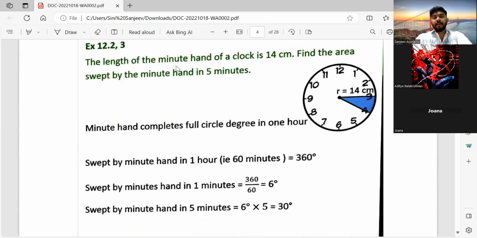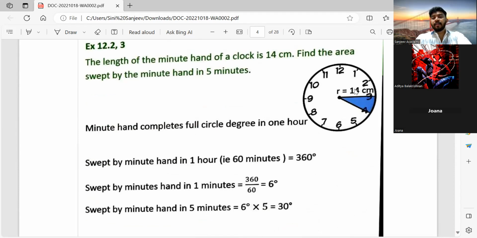The length of the minute hand of a clock is 14 centimeter. Find the area swept by the minute hand in 5 minutes. 5 minutes, correct? Yes or no? Correct? 5 minutes is there. So this is the quadrant.